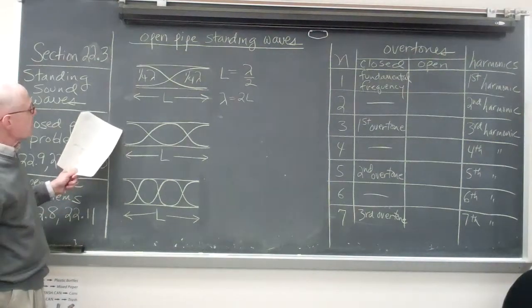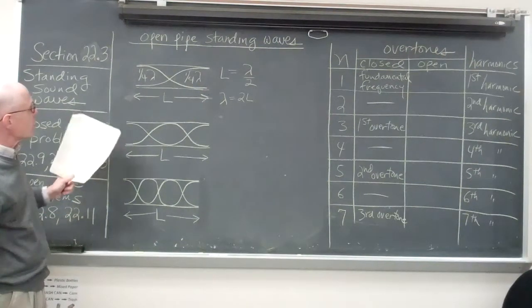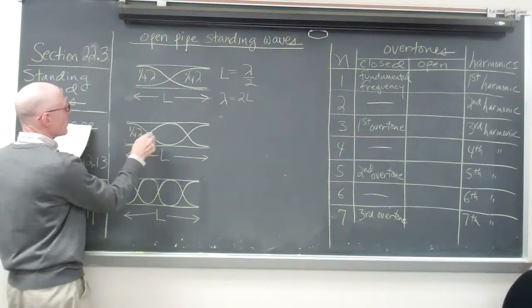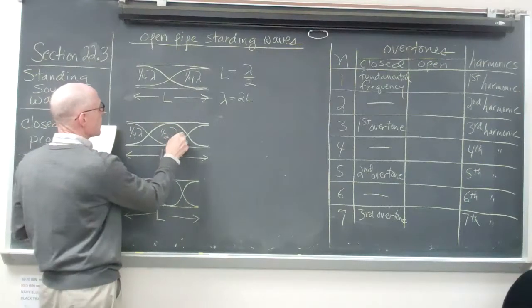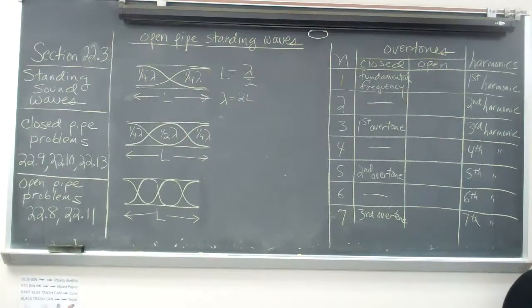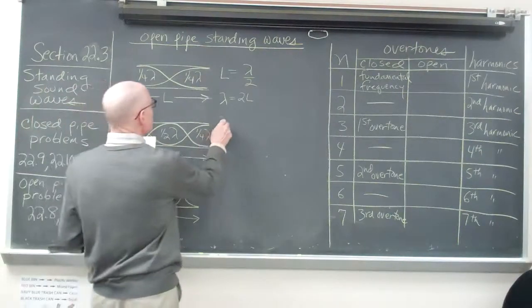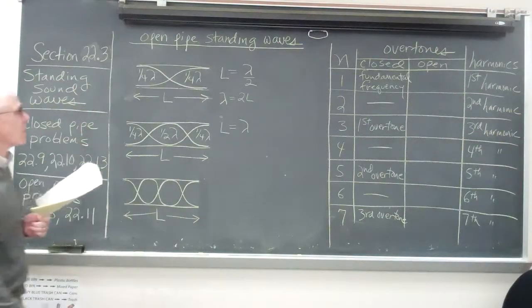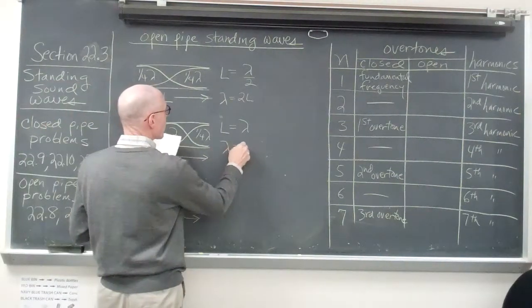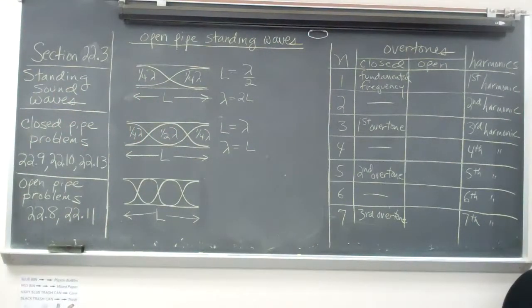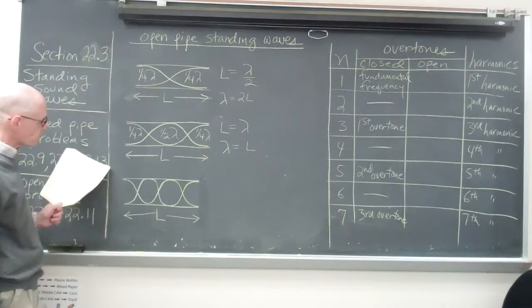For the next possible standing wave in an open pipe, it would look like this. So you're seeing a quarter of a wavelength, half of a wavelength, quarter of a wavelength. So that all adds up to a full wavelength. So we could say that the length of the pipe equals the wavelength, and also the wavelength equals the length of the pipe. And we'll just do one more so we can see the trend developing here.